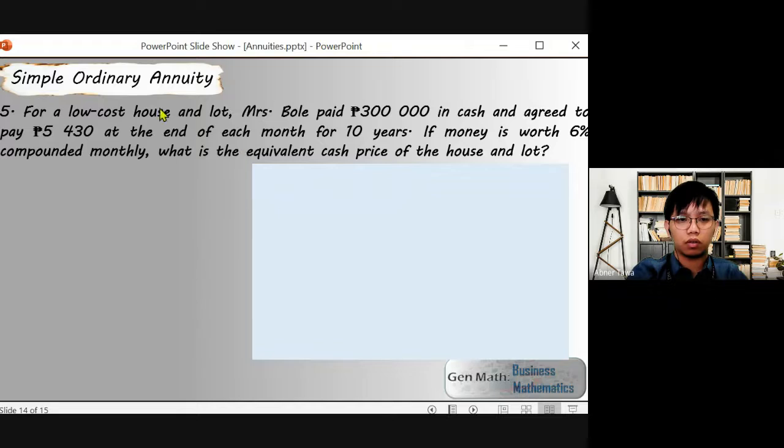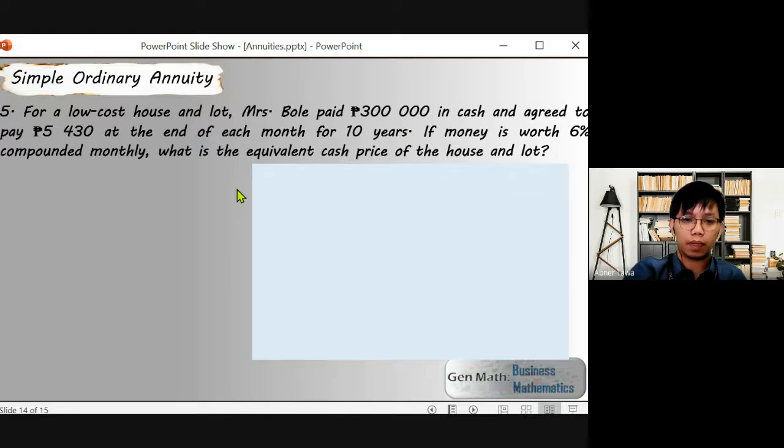Who buys a house that is low cost, house and lot, and then nagbayad siya ng cash na 300,000. Yun yung binayaran niya. Ngayon, nagbayad siya ng 5,430 pesos every end of a month for 10 years para mabayaran niya ng buo yung house and lot. Ayun. And yung interest ng payment niya is 6% compounded monthly. Ngayon, ang tanong is magkano yung total cost ng bahay?